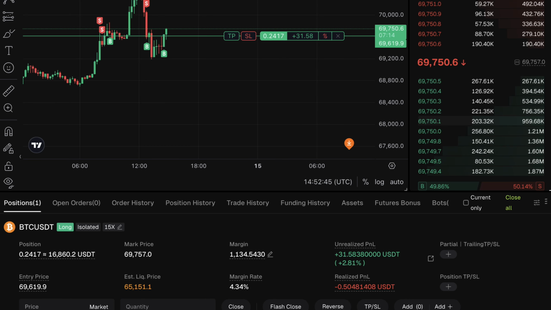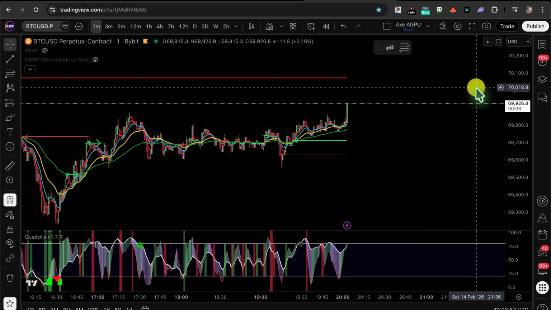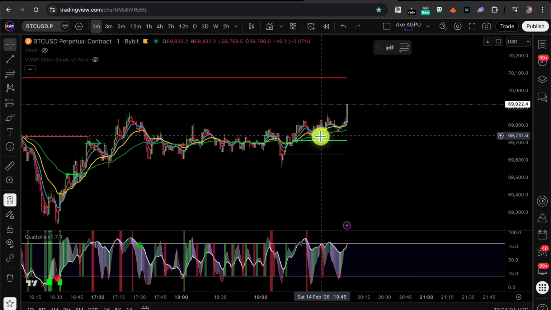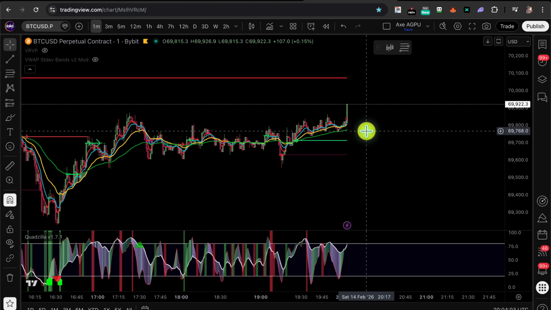My entry is about 69,620. I suppose the meme 69,420 would have been better, but anyway, that's where it is. So let's see what happens next. Okay, so it's a few hours later now, and you can see the price has come up nicely here on the 1 minute time frame.